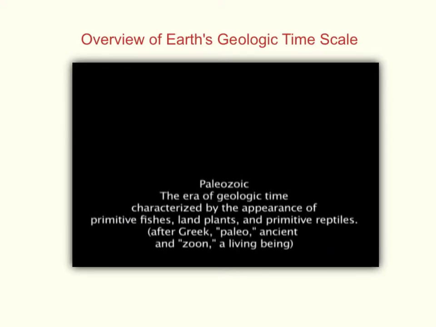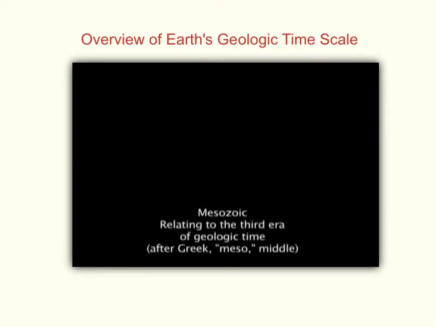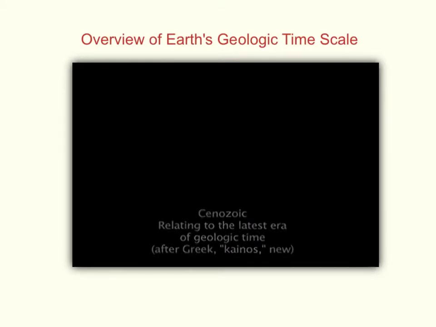Precambrian is our oldest. Paleozoic, primitive animals and plants. Mesozoic is our middle, also where our dinosaurs lived. Cenozoic is the new one, or the one we're currently in.